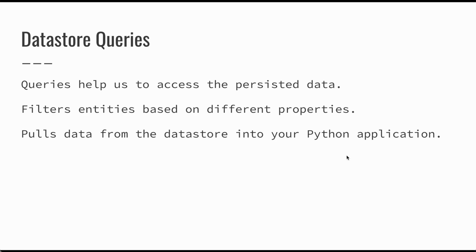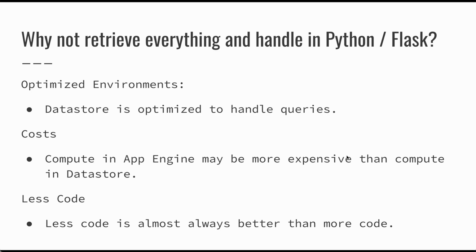Now, one of the questions a lot of people ask is, why not just retrieve everything? Why not just have a really simple data storage system and handle all of your processing in Python and Flask? And there's a couple of reasons why we don't want to do that. One is that Datastore is optimized to handle the queries that we need to perform. So Datastore stores our data in a particular way. It indexes our data. It allows us to access that data a little bit more efficiently than we could by moving all of that data around.